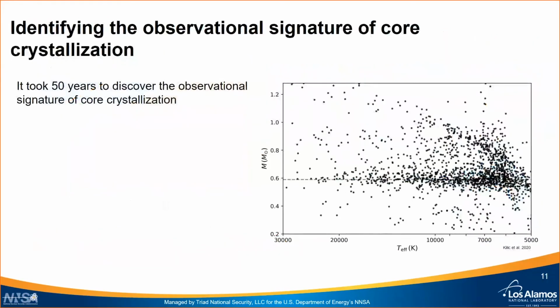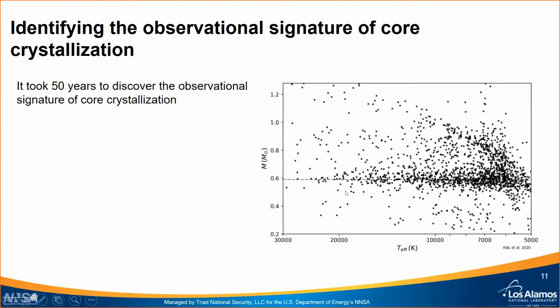So this core crystallization phenomenon was predicted to occur back in the 60s, but it's only 2 years ago that we got the definitive observational proof that this really does happen. So here I'm showing a scatter plot of the mass and temperatures of white dwarfs in our solar neighborhood. So every circle is one white dwarf. So the first thing to notice is that most white dwarfs are clustered around 0.6 solar mass, because that's just the most frequent mass for white dwarfs.